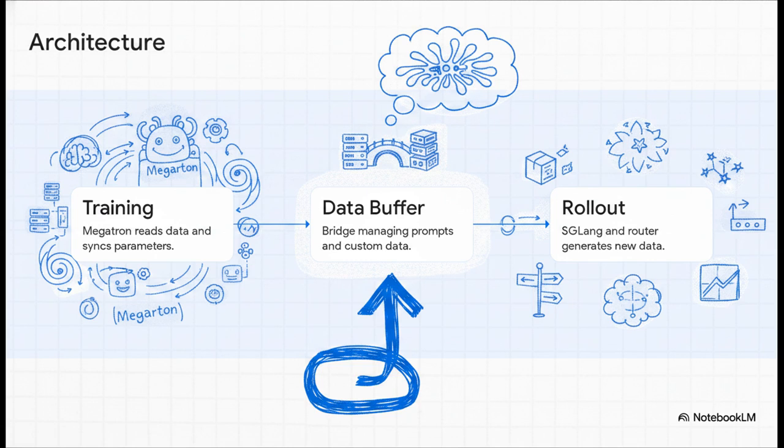Second, right in the middle, you have the data buffer. This acts as the critical bridge. It manages the prompt initialization, the custom data, and the routing. And third, you've got the rollout module, which is powered by SGLang and a router. This part actually generates the new data, computes the rewards, and feeds it all right back into the data buffer. It is clean, it is cyclical, and it entirely eliminates that heavy, messy stack of spaghetti code we talked about earlier.